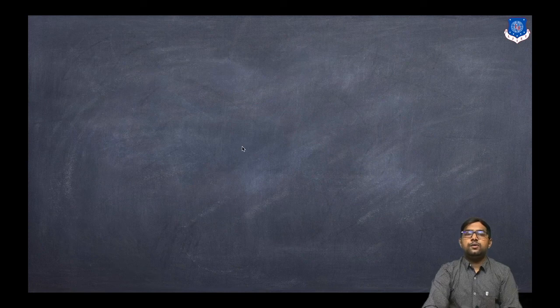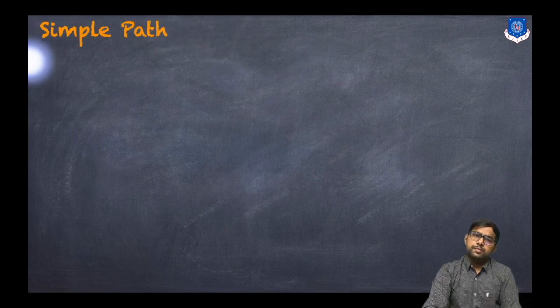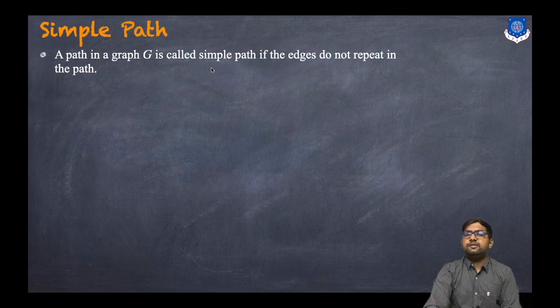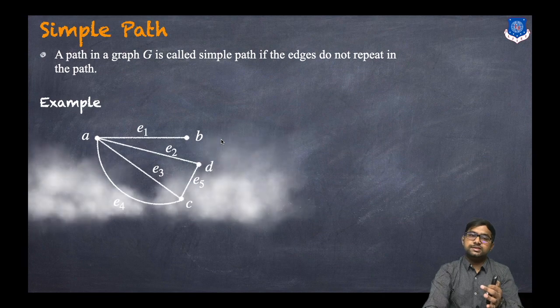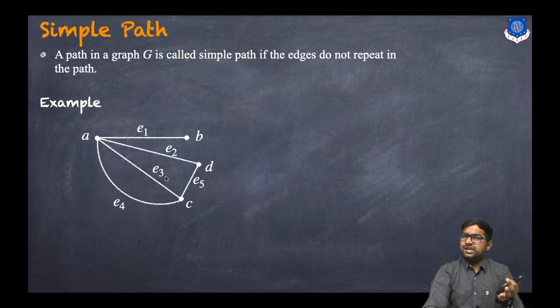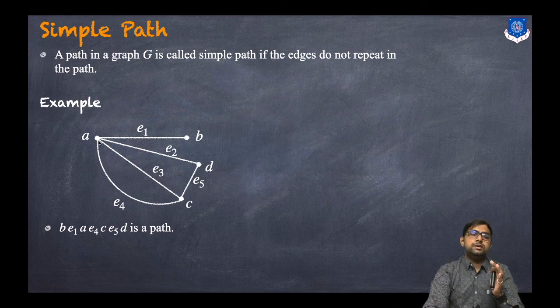Now, what is a simple path? A path in a graph is called simple if the edges do not repeat in the path. Let us discuss an example. Here the same graph. Just consider B, E1, A, E4, C, E5 and D. It is a path, and as you can see we have not repeated any edges, so it is a simple path.